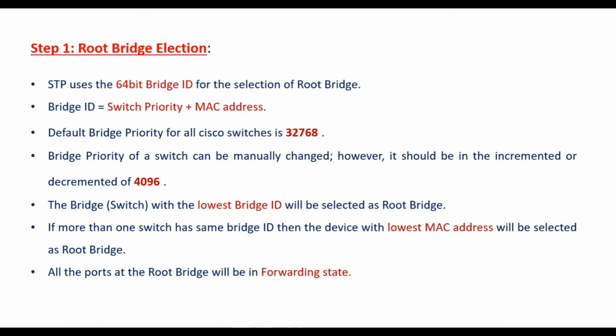The default switch priority for all the Cisco devices is 32,768, and all the switches have a priority value. This priority value can be manually incremented or decremented in steps of 4096. If we want, we can do it, or else by default it is 32,768. Say for example, if there are five switches and all five have the same bridge ID, the default 32,768.